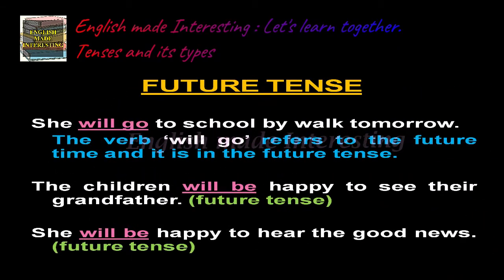Now what is future tense? Look at the example. She will go to school by walk tomorrow. The verb will go refers to the future time, and it is in the future tense. The children will be happy to see their grandfather. She will be happy to hear the good news. It's all talking about the future.